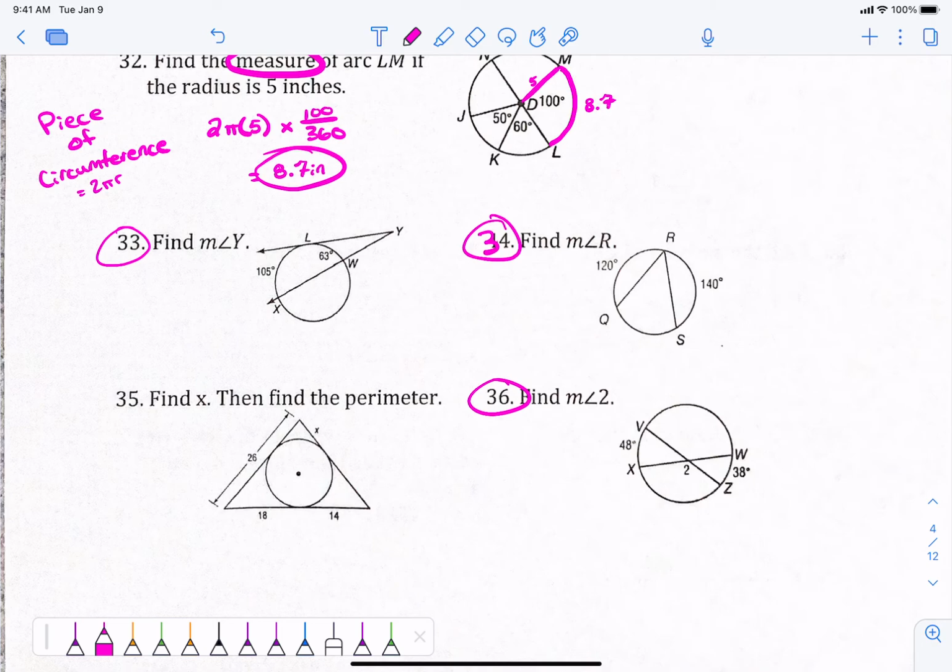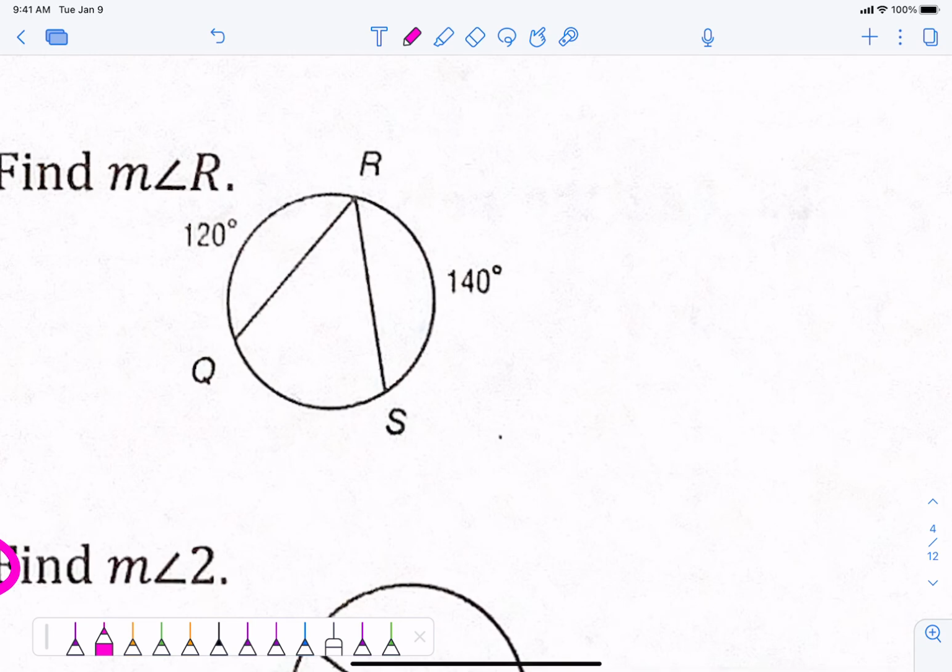Just divide by 2 is 33. 36. No, that's 34, 36. I have absolutely no clue. Okay, so let's look at 34 first.